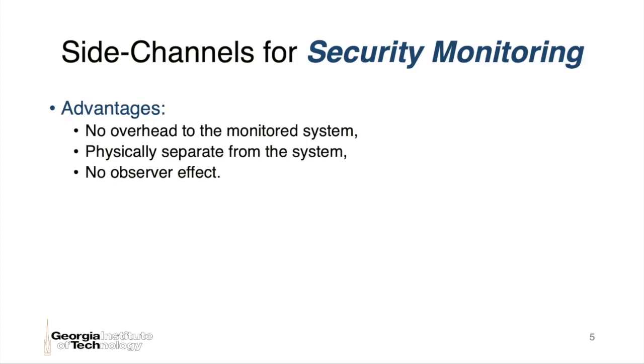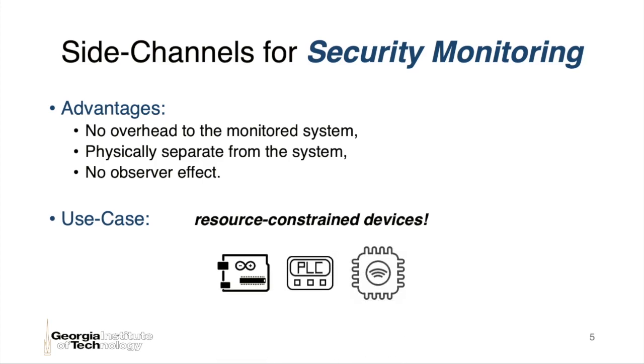The main advantage of using side channels for security is that this methodology does not incur any overhead to the system. Moreover, it's physically separated from the system. And more importantly, it has no observer effect on the system, which means that in no way does it change the system. Given these three main advantages, they are particularly useful for cases such as IoT devices and resource-constrained devices in general, where you don't have enough resources to run a sophisticated security mechanism.